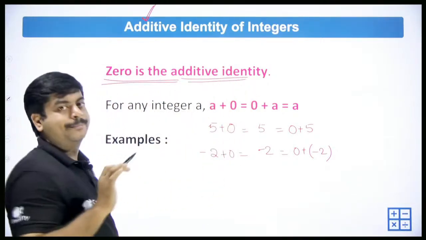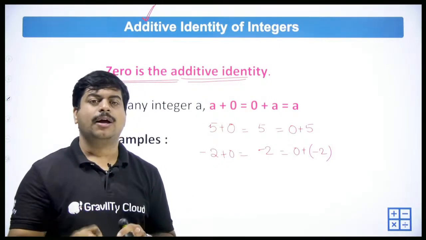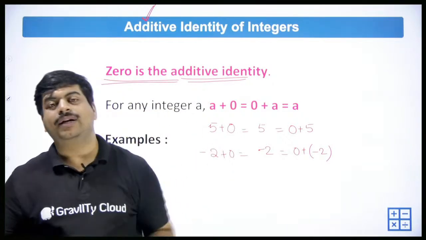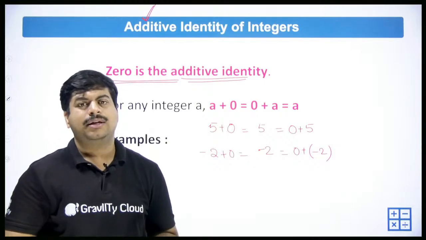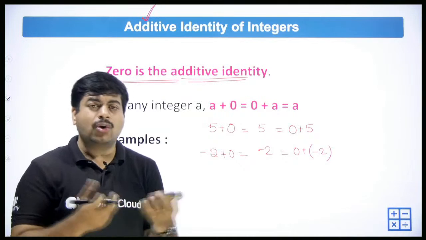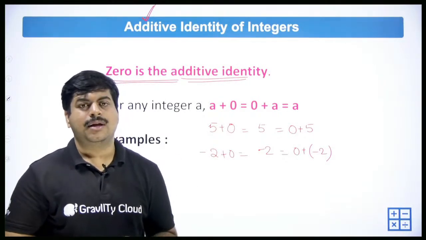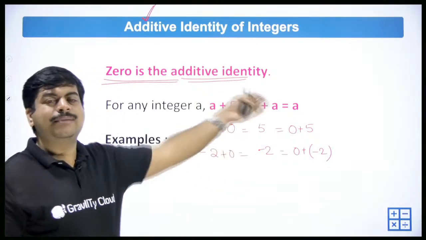Additive identity. 4 plus 0, 4. Minus 4 plus 0, minus 4. Minus 1000 plus 0, minus 1000. Whatever number it is, when you add 0, you get the same answer. 0 is nothing, right? 0 has no value. We cannot say 0 mangoes are there in my basket. That means no basket, no apples, no mangoes, correct? 0 means nothing. So when you're adding nothing to the number, you will get the same number again.